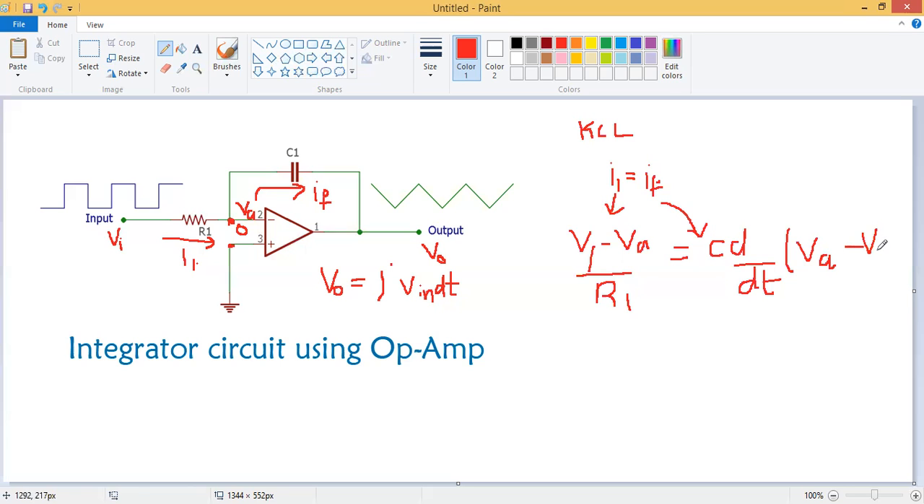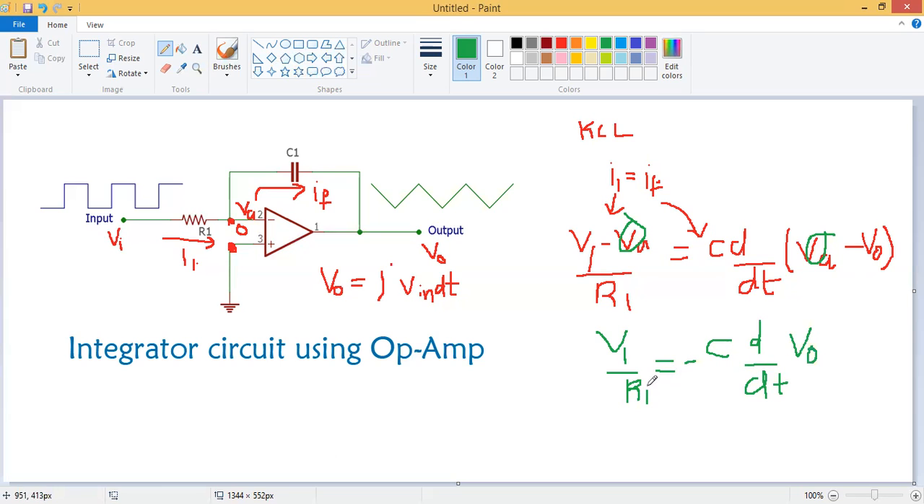According to the virtual ground concept, if the non-inverting terminal input is 0, because it is connected to ground, then automatically the VA value is 0. Now I am replacing this VA value with 0. Now this equation can be rewritten as VI by R1 equals C into d by dt of V naught, the output voltage. Minus is there, so I am writing the minus in front.